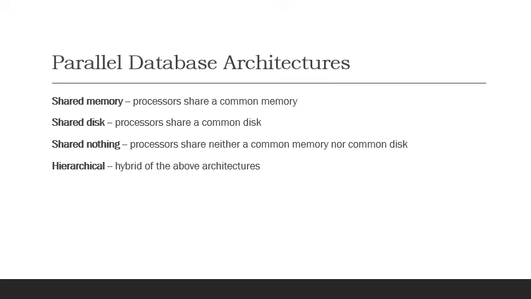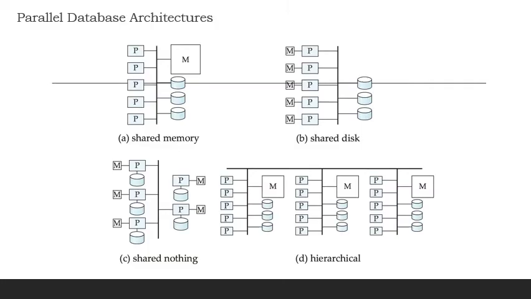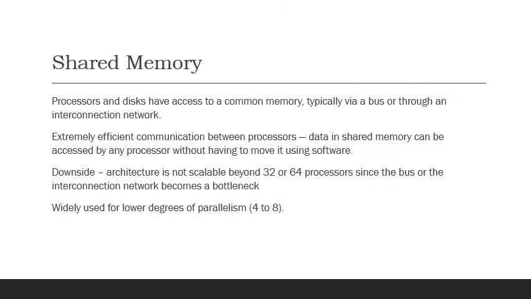There are several architectural models for parallel machines. Among the most prominent ones are those in this figure. Shared memory, where processors share a common memory. Shared disk, where processors share a common disk. Shared nothing, where processors share neither a common memory nor a common disk. And hierarchical, which is a hybrid of the above architectures. Let's see them in detail.